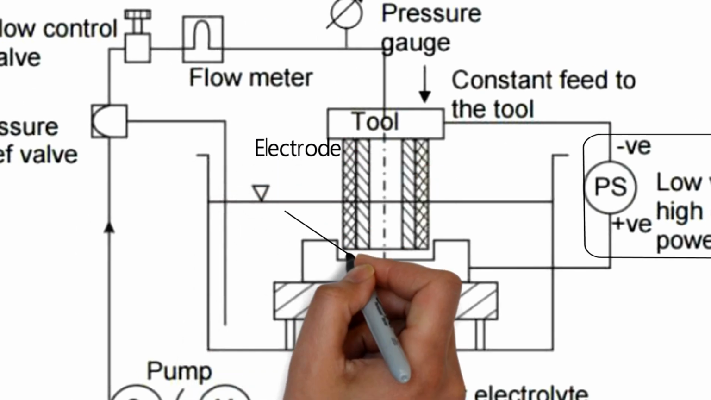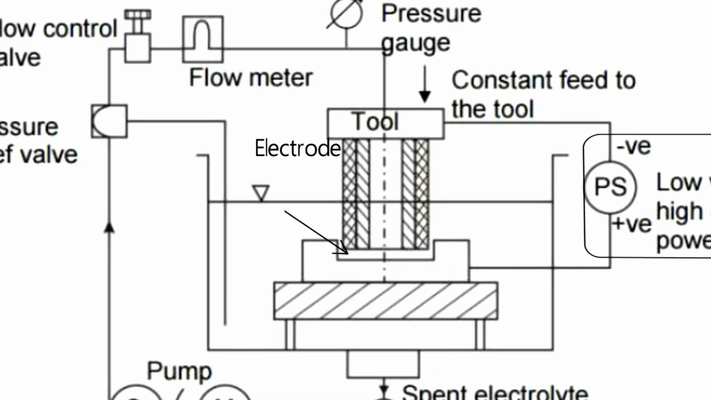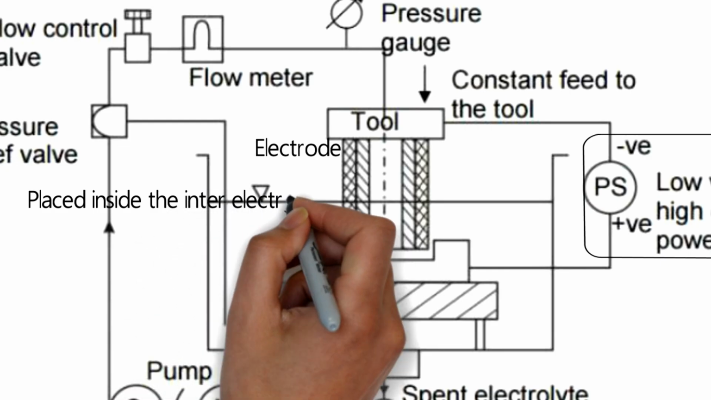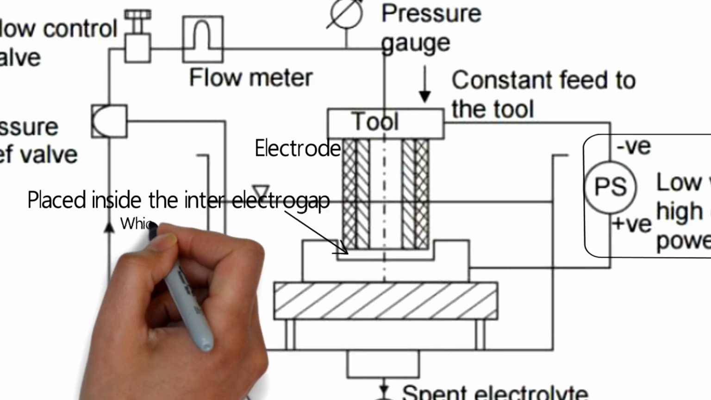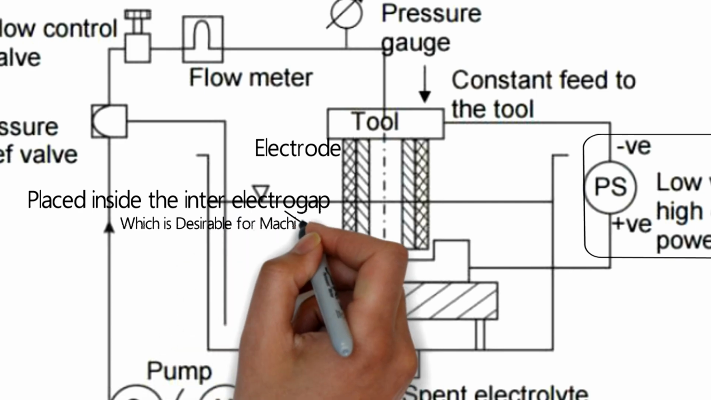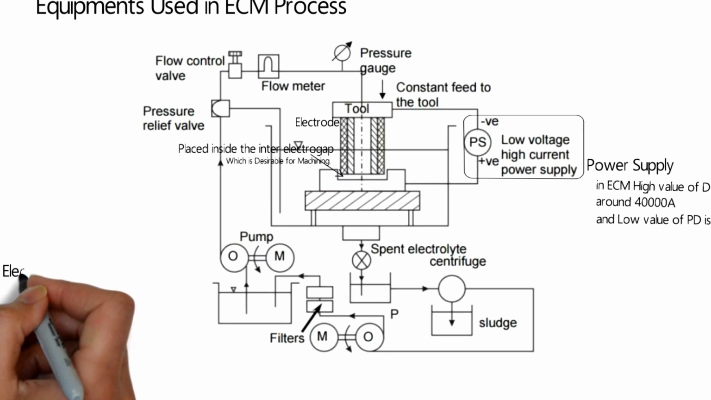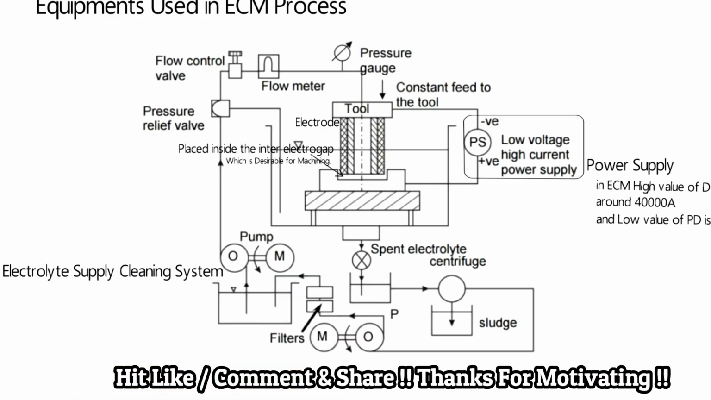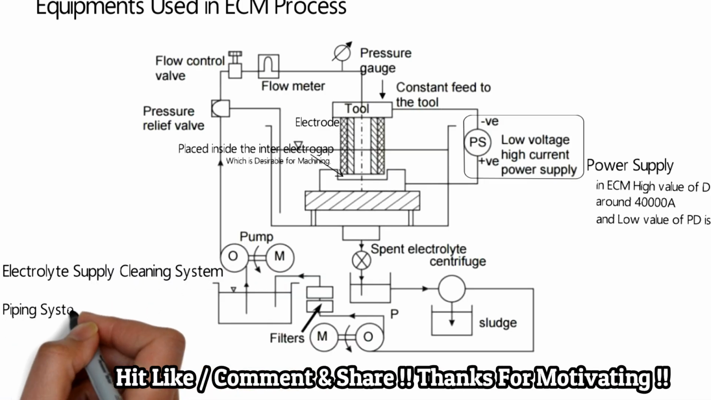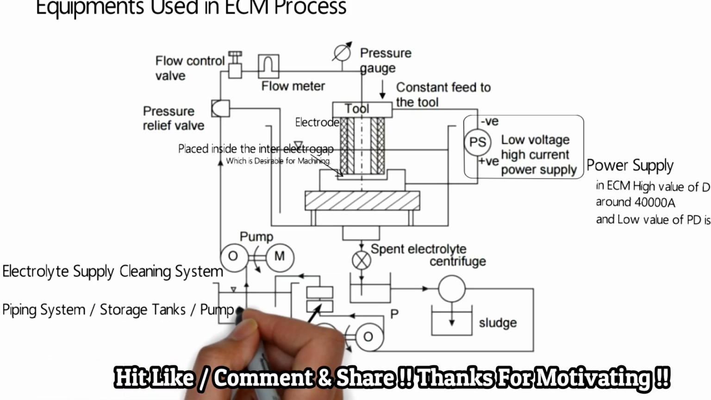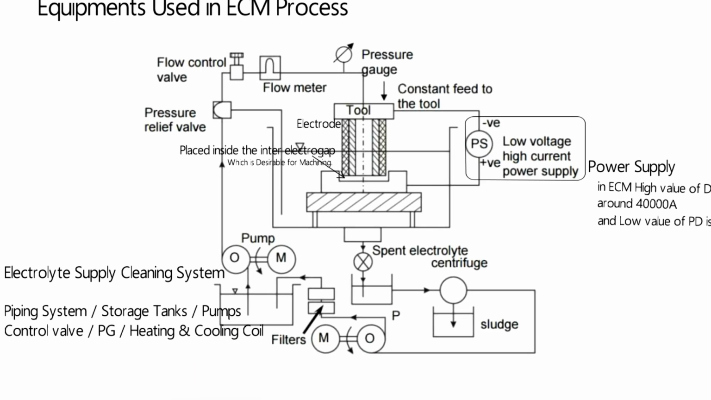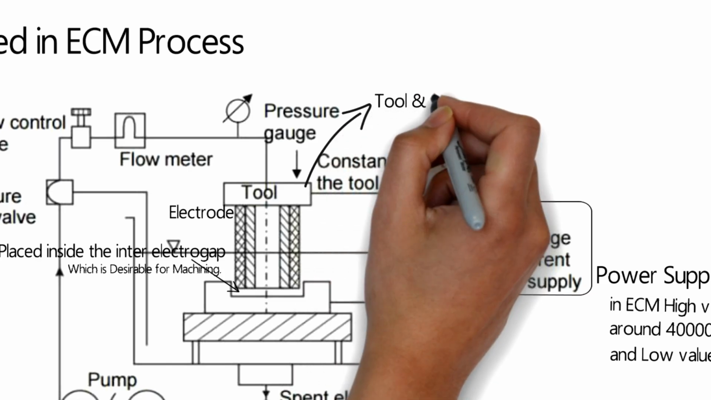As you can see, the gap between the workpiece and the electrode is very small, and the electrode is placed inside the inter-electrode gap, which is very desirable for the machining. The inter-electrode gap is very important here. There is a continuous supply and cleaning system. This is followed by the piping system, storage tank, pumps, control valves, pressure gauges, and heating and cooling coils, that is, the continuous electrolyte supply.